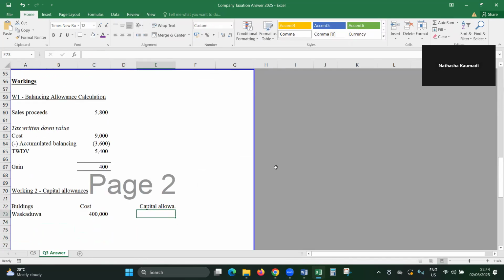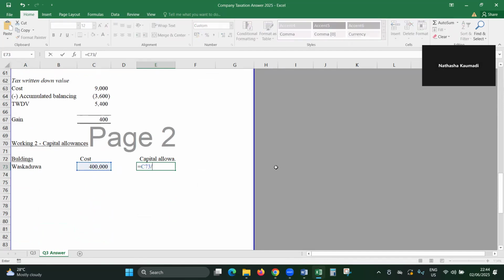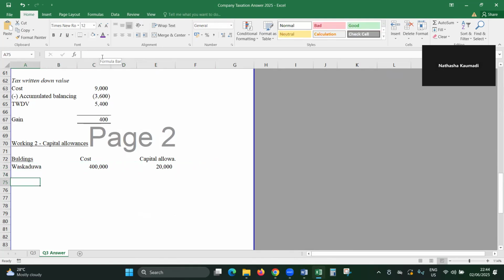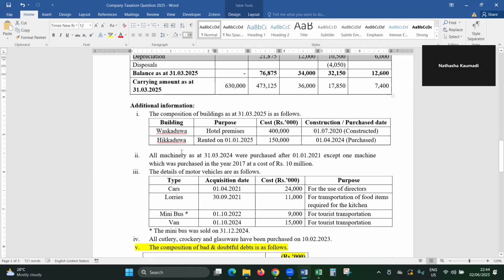So how much is the capital allowance? You can divide 400,000 by, sorry, 400,000 by 20. If it is a building, you divide by 20, right? You have 20,000, 20 years. That means the capital allowance is 20,000. And then you have what?